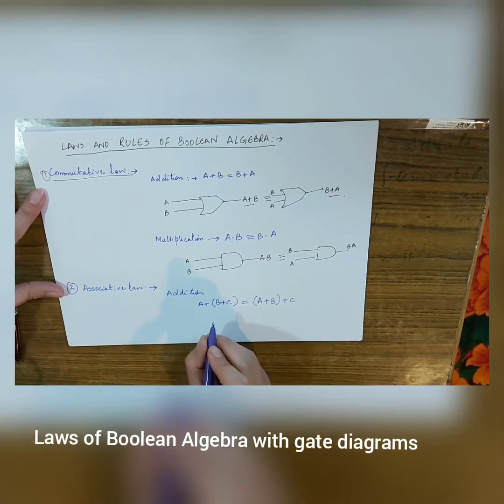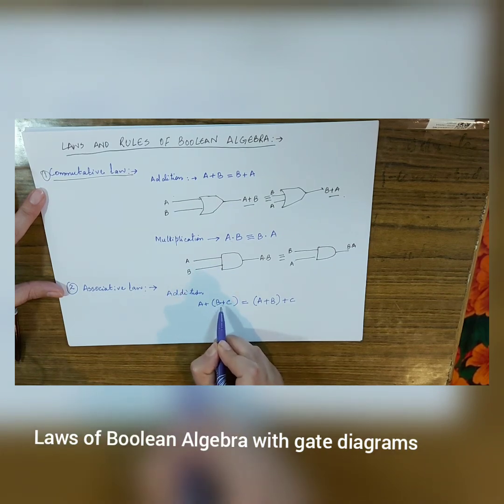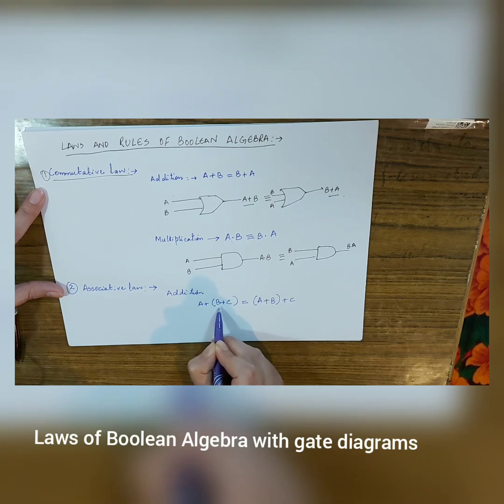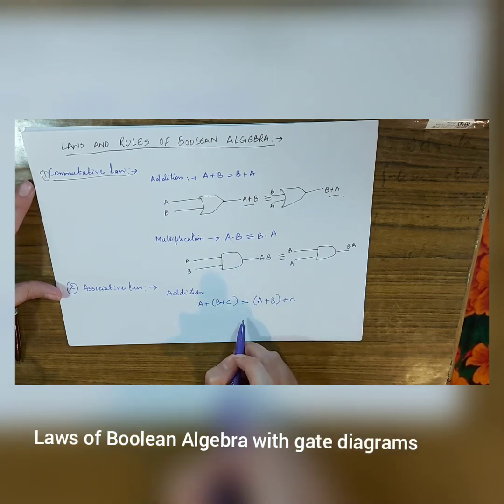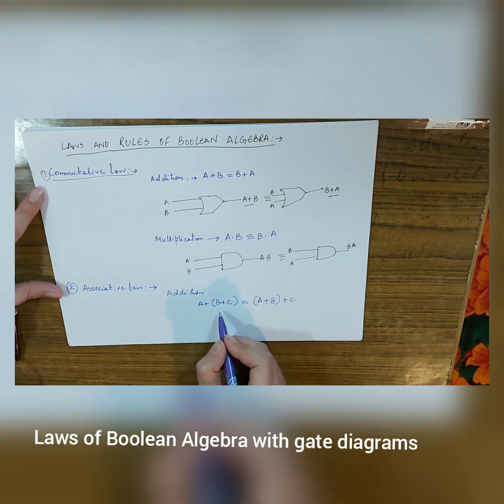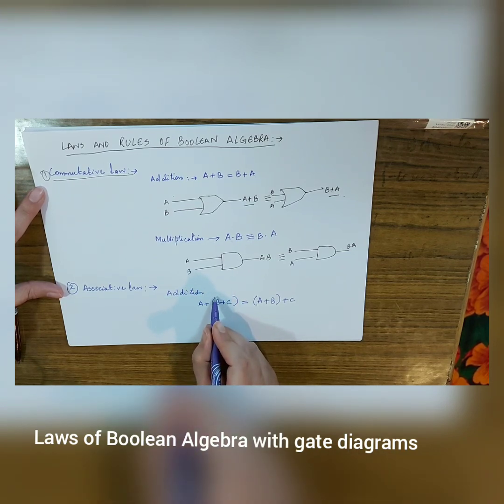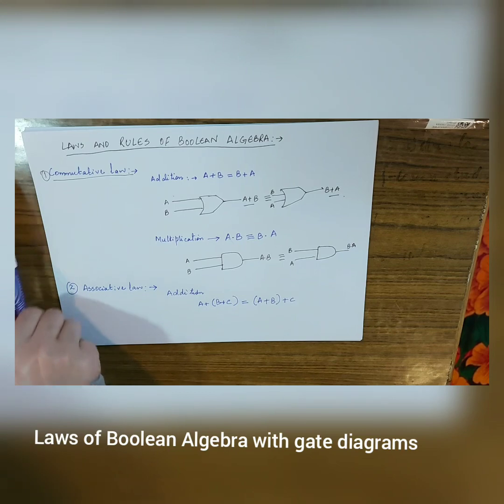of the variables. If you are ORing B and C first, then ORing the whole term with A, the result will be the same if you OR A and B first, then with C. So in this case you will use two OR gates. First you will perform this operation on the OR gate and the result of this will be given to the other OR gate as an input. I will show it like this.